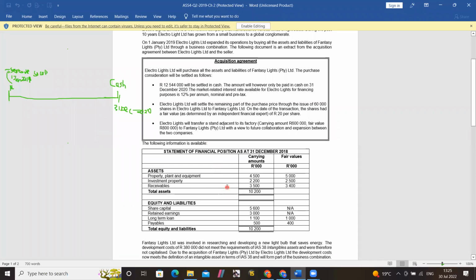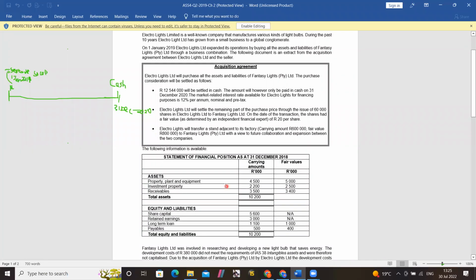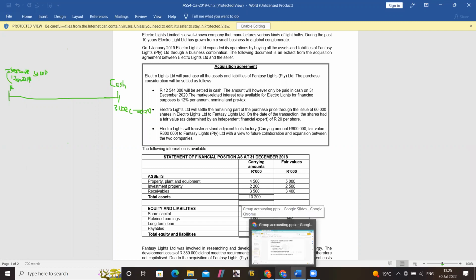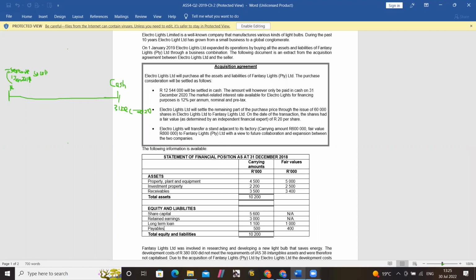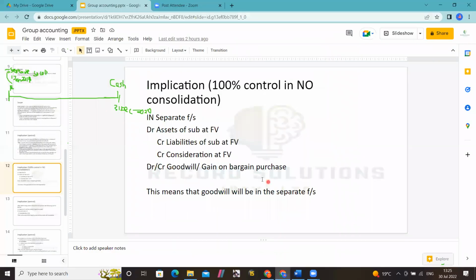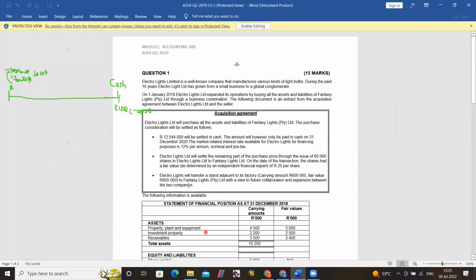And then what's left is, don't forget, it's 100%, right? So there's no non-controlling interest. So what's left is the consideration. Now we have to look at the consideration that we paid, right? And what did we say we do with the consideration? We credit the consideration at fair value, but the consideration also has to be at fair value, right? So the first consideration is cash, right?